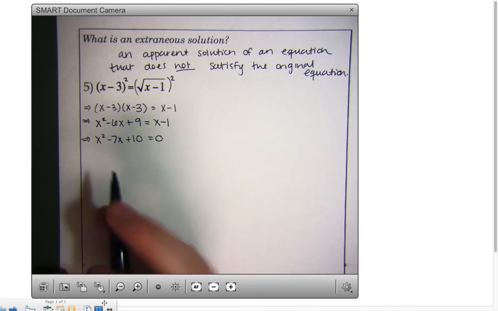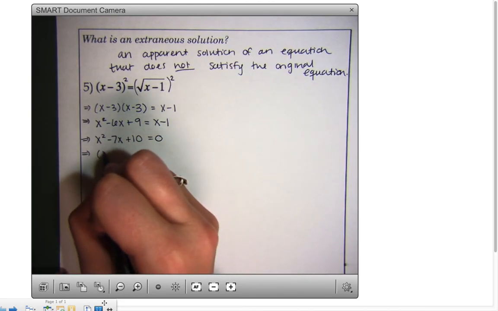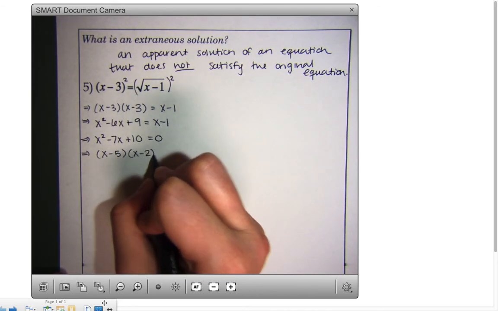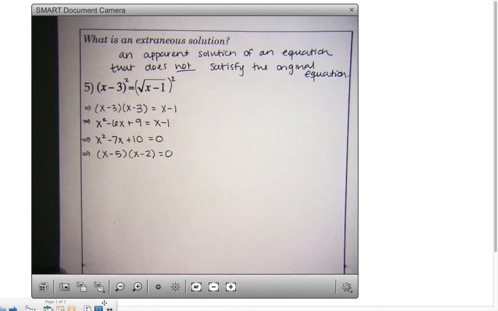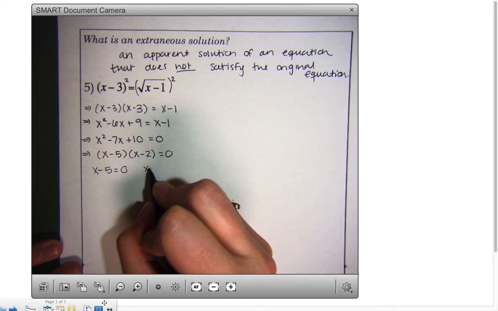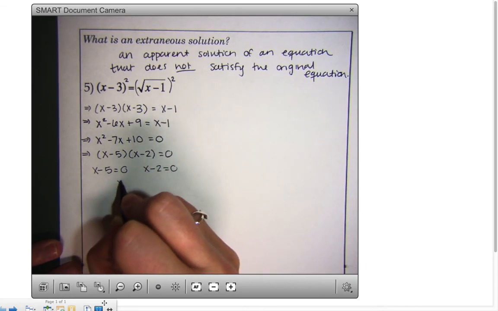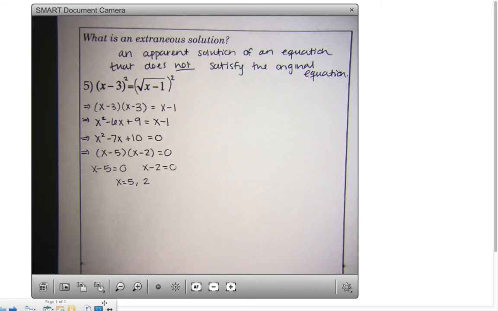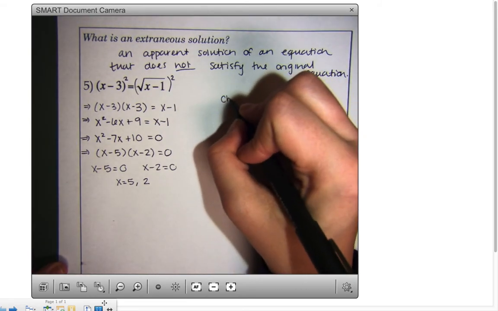Factors of 10 that add to negative 7 are negative 5 and negative 2. I'm going to say the code word for this video is factoring, since that's what we have to do in this problem. And now I'm going to solve using the zero product property, set each factor equal to 0. So we get 5 and 2. Let's check these.